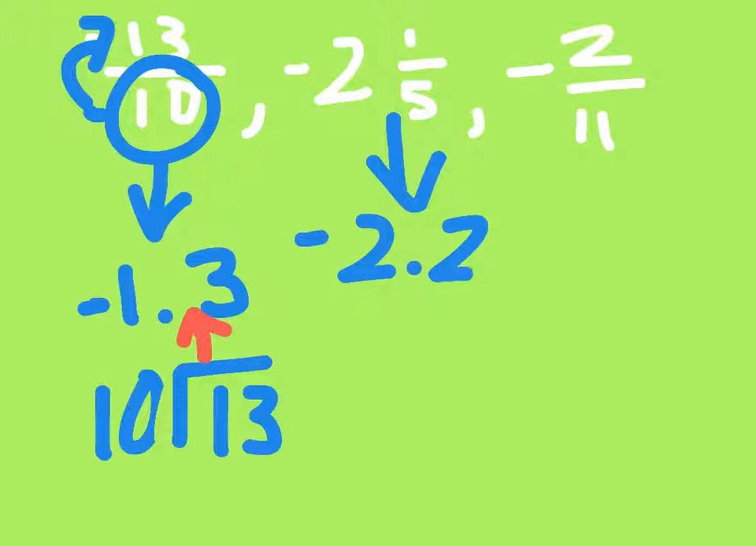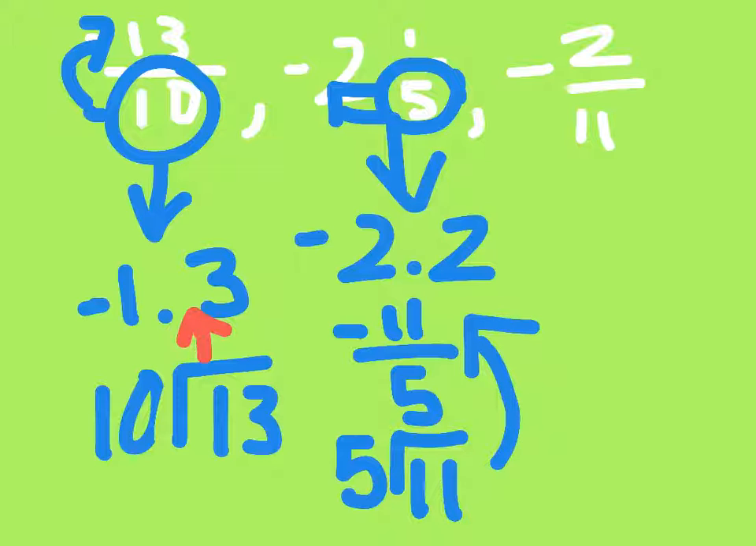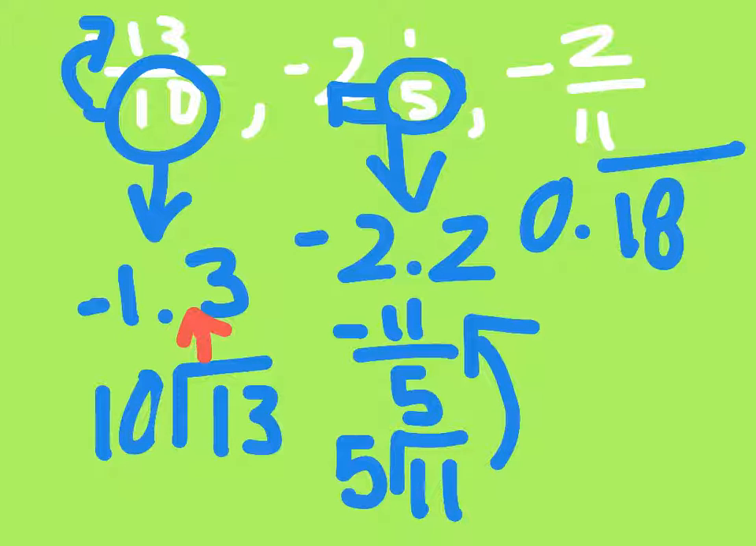Negative 2.2, because I did this number times this one, which would give me negative 10 plus 1, so it would be negative 11 over 5, then doing 5 and 2, 11. Got this answer. Okay, then negative 2 over 11 becomes 0.18 repeating, because of doing 11 into 2, and I get that answer. Alright, did you get those answers right? Awesome.